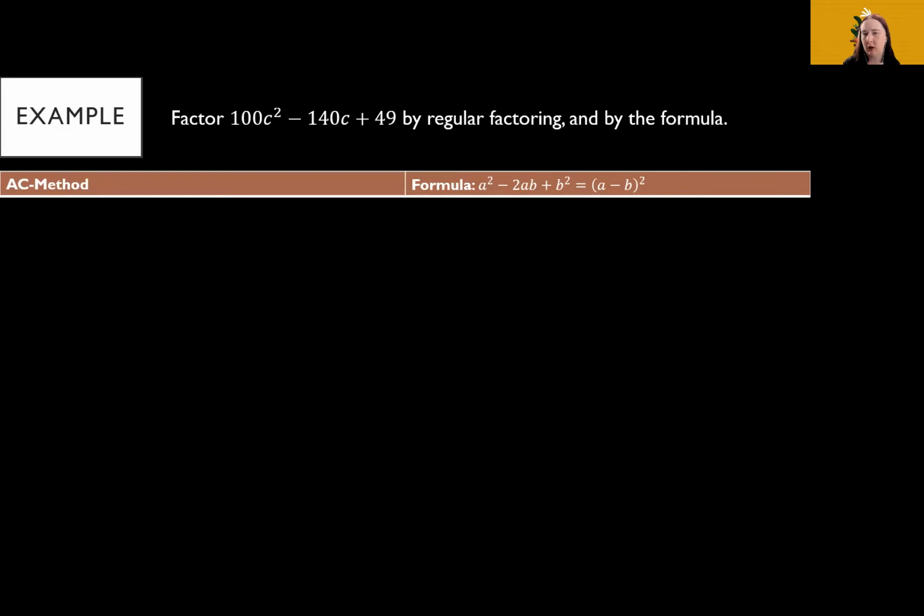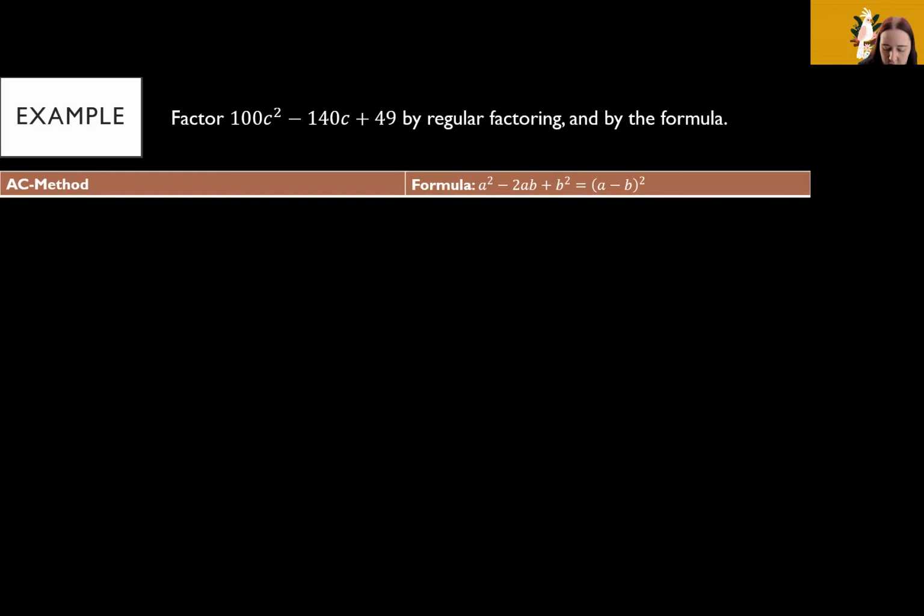So I have another one here that I want to do two ways. And we're going to do the AC method on one way, and that's because the beginning here isn't 1. We have a 100 as our first term. So I would not do trial and error necessarily on this. And then I'm going to use the formula. In this case, the formula is slightly different. It's got the minus, and that's because the middle is negative in this case.